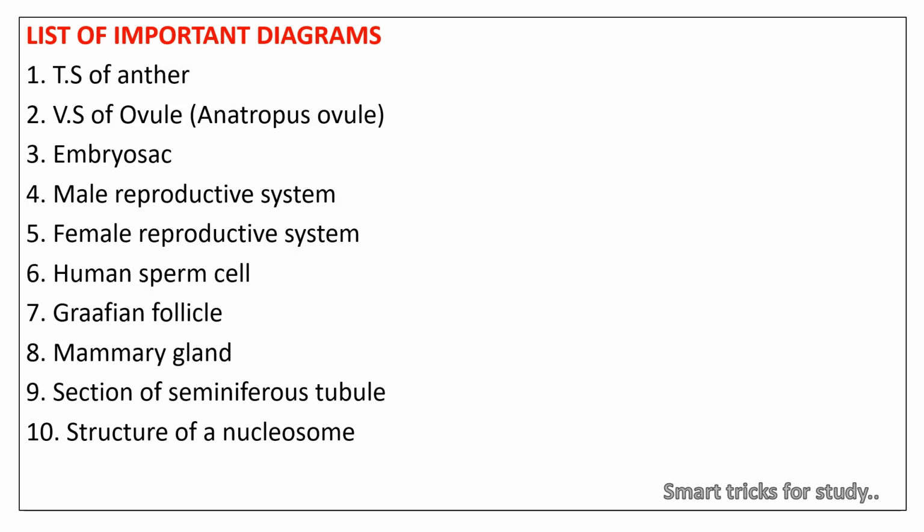Let's start one by one. List of important diagrams. 1. TS of anther. 2. VS of ovule, anatropous ovule. 3. Embryo sac. 4. Male reproductive system. 5. Female reproductive system. 6. Human sperm cell. 7. Graafian follicle. 8. Mammary gland. 9. Section of seminiferous tubule.